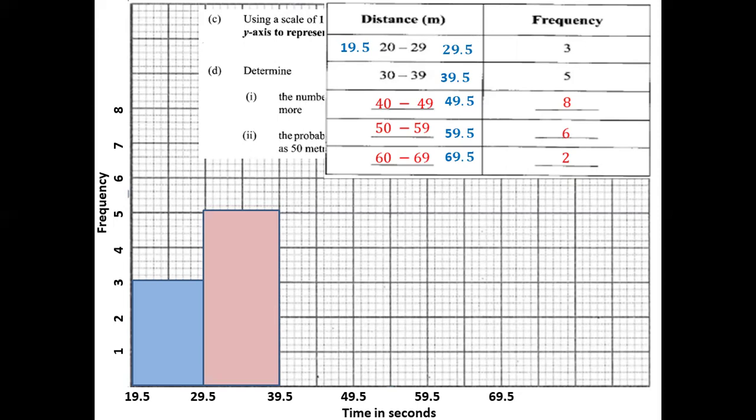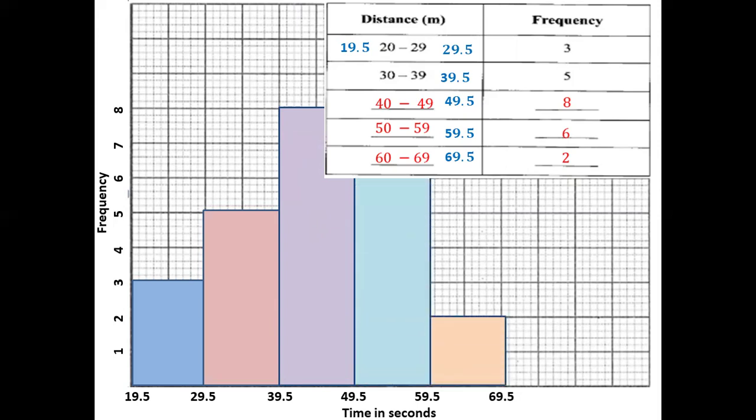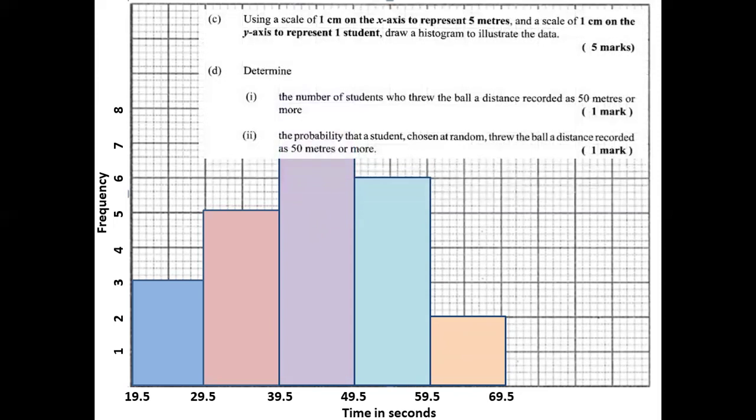would go right beside. And as such, the other 8 persons that threw the ball 40 to 49 would go right there, and 59 to 69 for the other 2 persons. And that is our histogram, right? Simple representation.